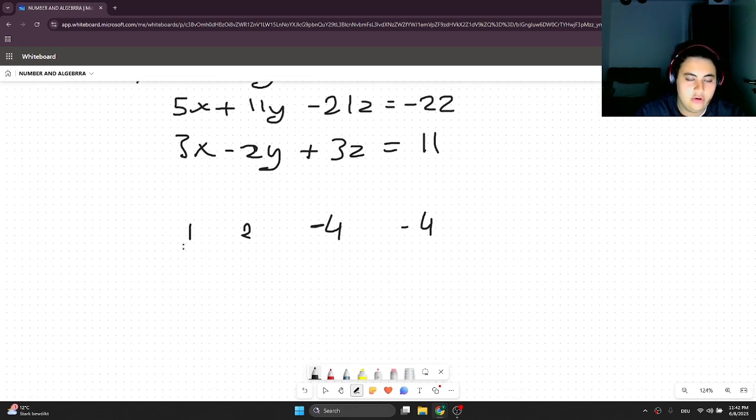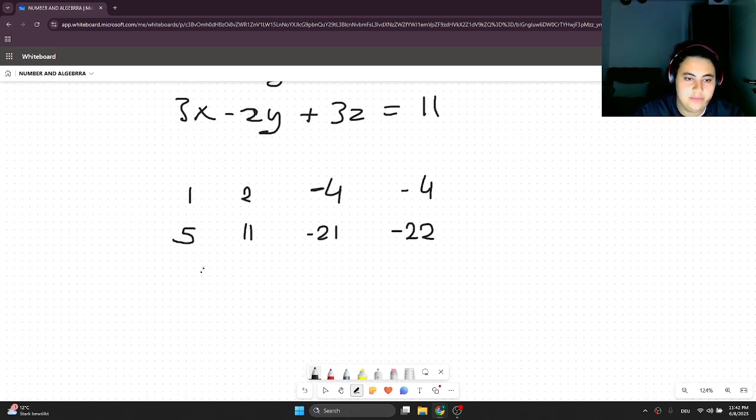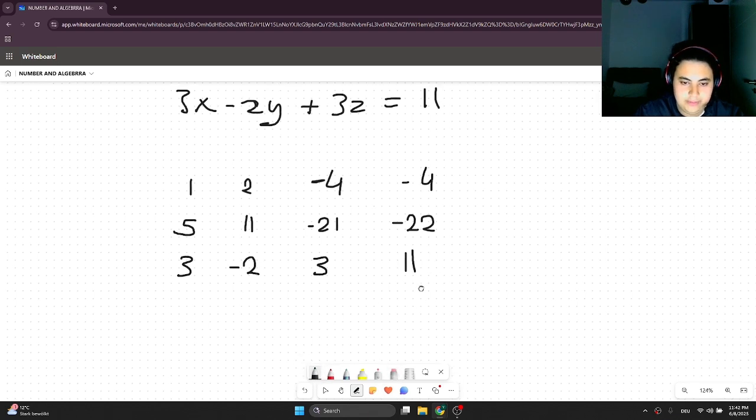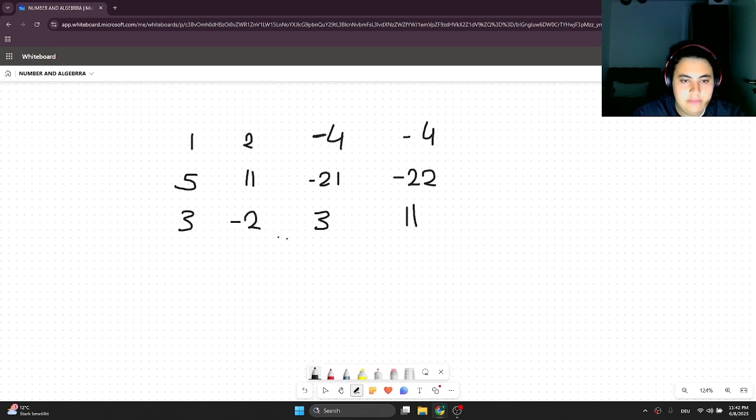So let's look at this. Coefficient of x is 5. Coefficient of y is 11. Coefficient of z is -21. And then the last number is -22. Then for the last equation, the coefficient of x is 3, coefficient of y is -2, and coefficient of z is, oop, it's not z, it's 3. And then the last thing is 11. Okay, sorry. Okay, cool. So now we have this.